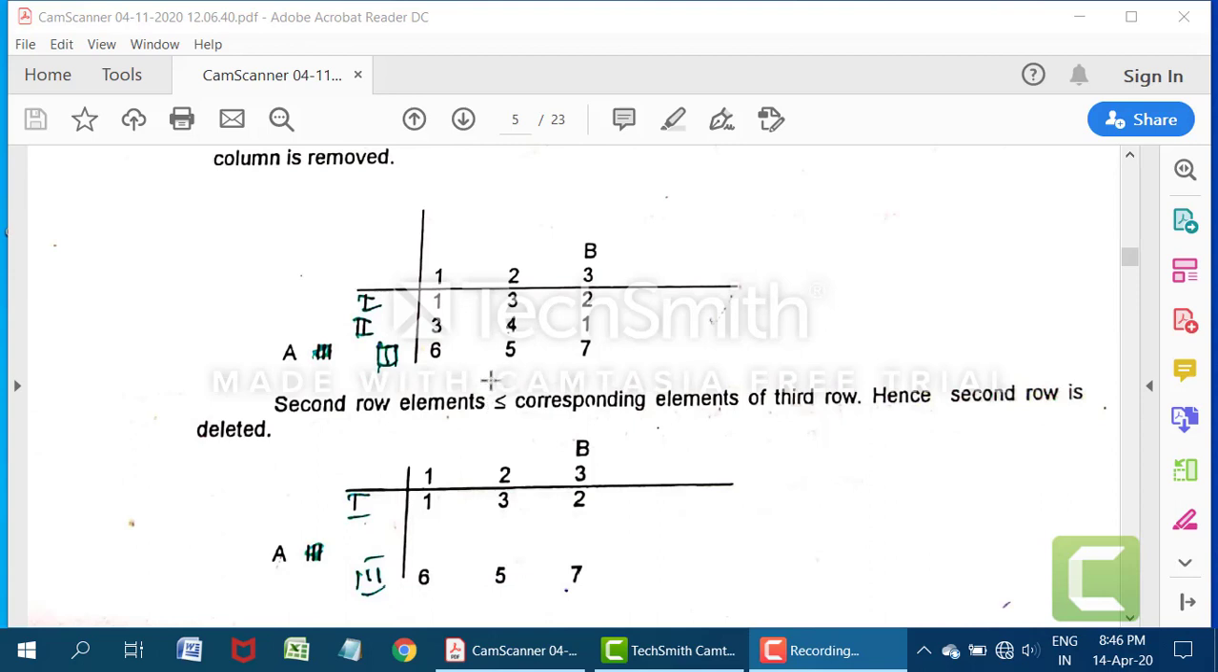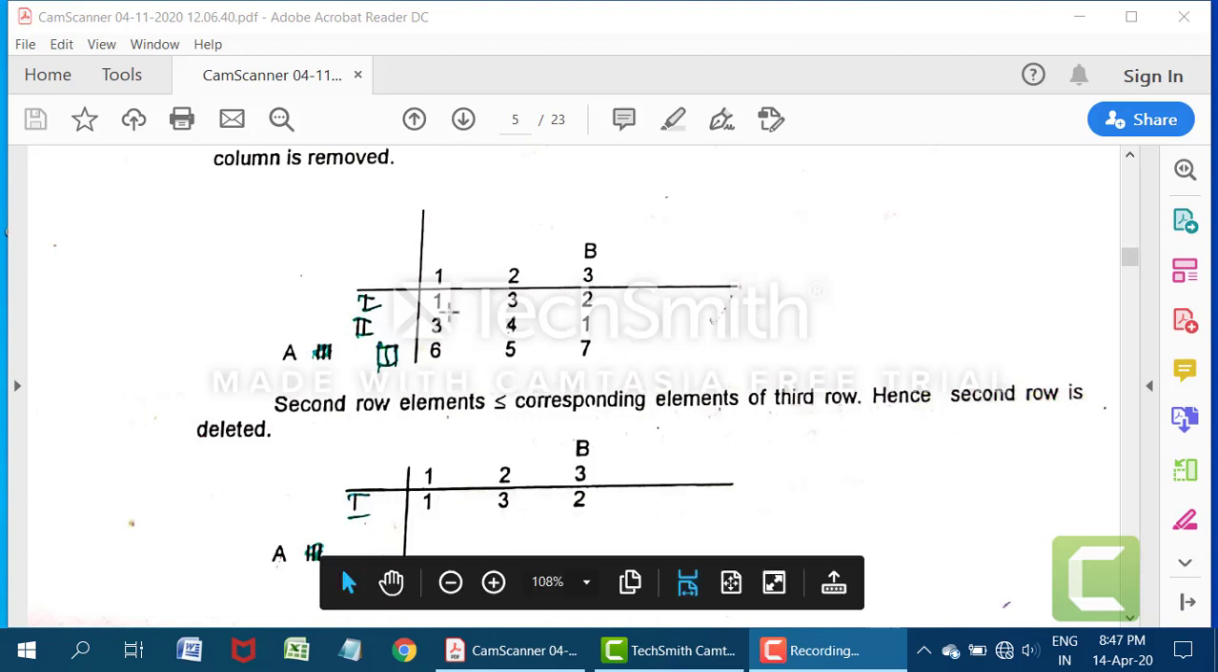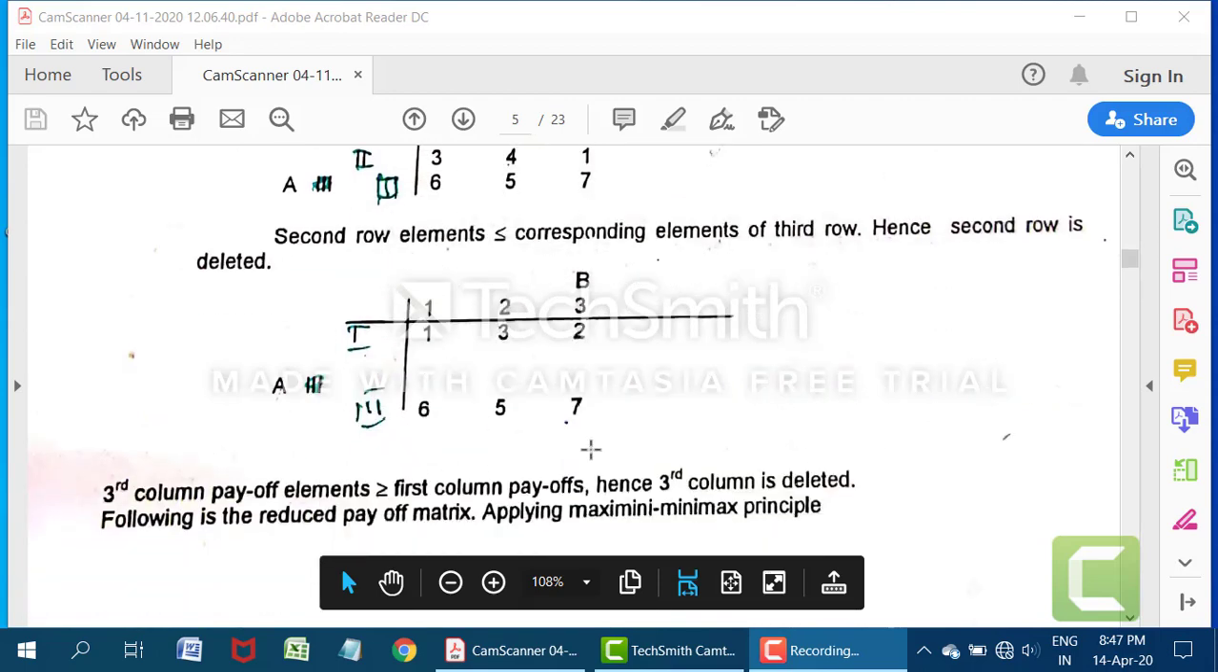Now here, look at the rows. First row: 1 less than 3, 3 less than 4, 3 less than 6, 1 less than 6, 3 less than 5, 2 less than 11. Second row elements are less than or equal to the corresponding elements of the third: 3 less than 6, 4 less than 5, 1 less than 7. So 3, 4, 1 are the lesser elements. In all the varying conditions of play by B, A feels that the third strategy will dominate the second strategy. Hence, the second strategy is removed. Second row is deleted. This is what you got.